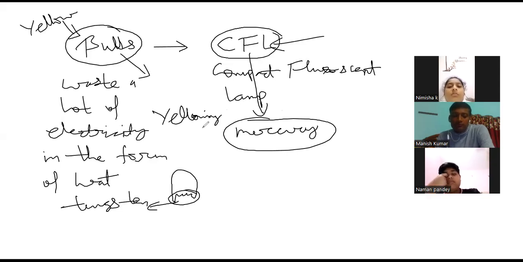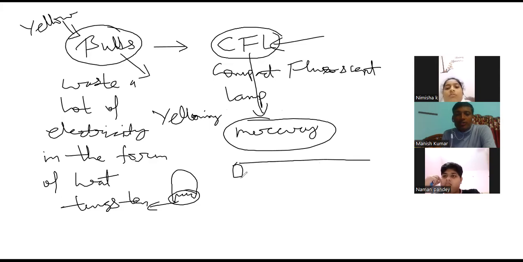Clear? Yes, sir. Now this CFL uses mercury, I told you. Now suppose there is a tube here. Inside this there is mercury, and also there is a plating, like here we are using a plating.